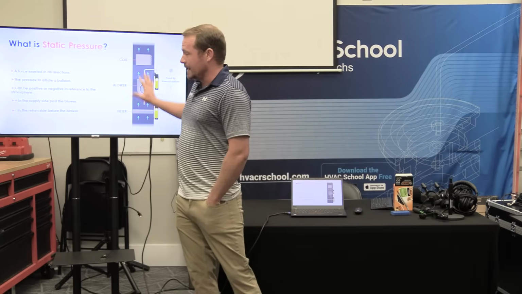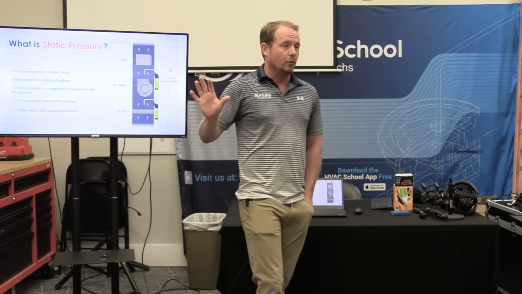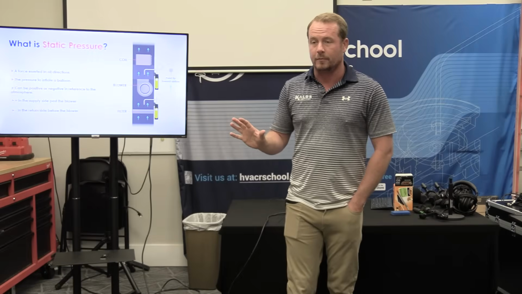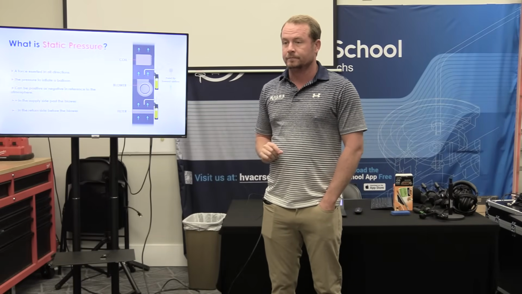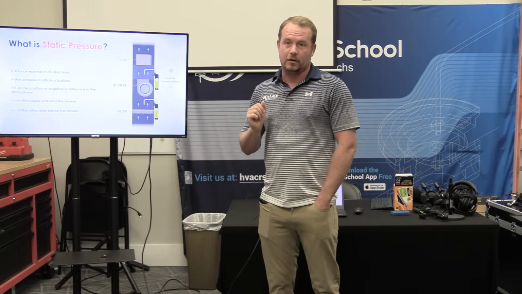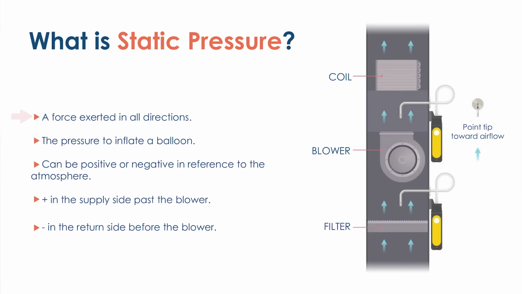So when we're doing a static pressure measurement on an air conditioner, what scale are we using? Start basic. What is the measurement scale? Water column. Inches of water column, right? It's the force exerted in all directions, the pressure to inflate a balloon. It can be positive or negative in reference to the atmosphere or to another space, right?